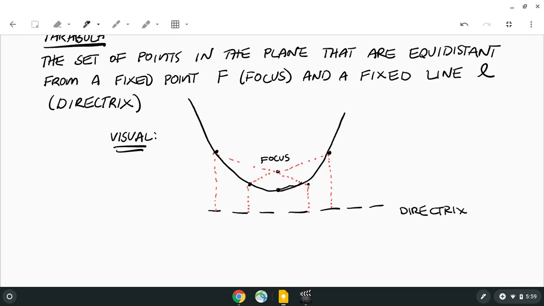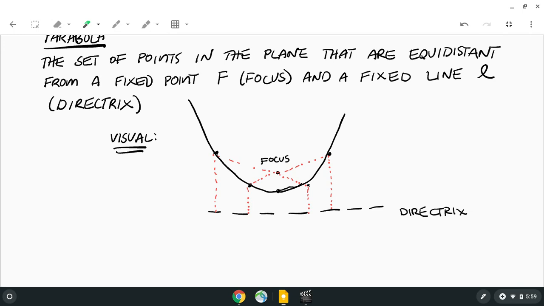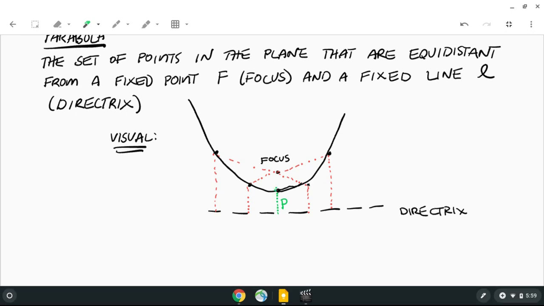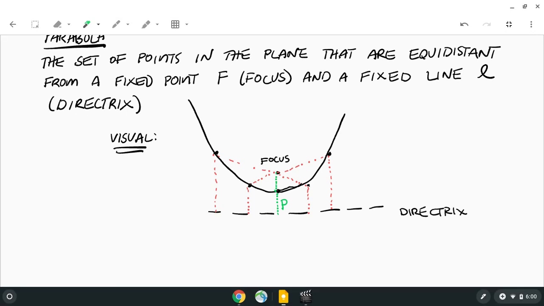This distance over here, let me use a different color, between the vertex here and the focus, this is some distance, and I'm going to go ahead and call it P. And of course, this distance over here is also P, because it's equidistant. And that's going to play an important role in this section.